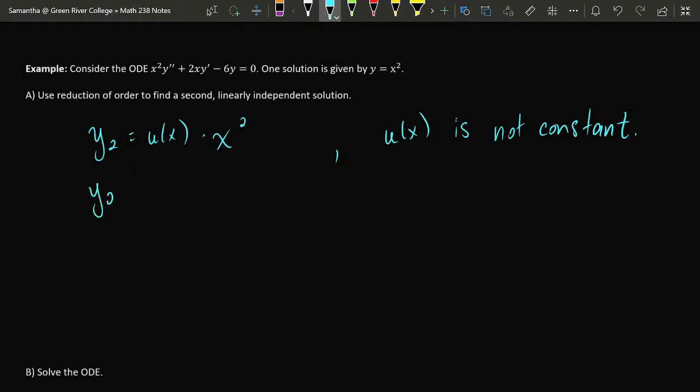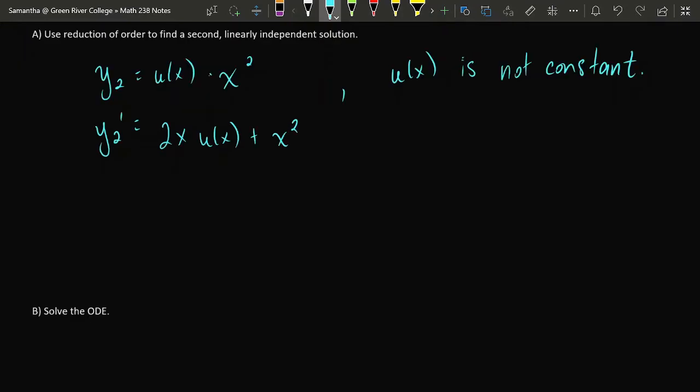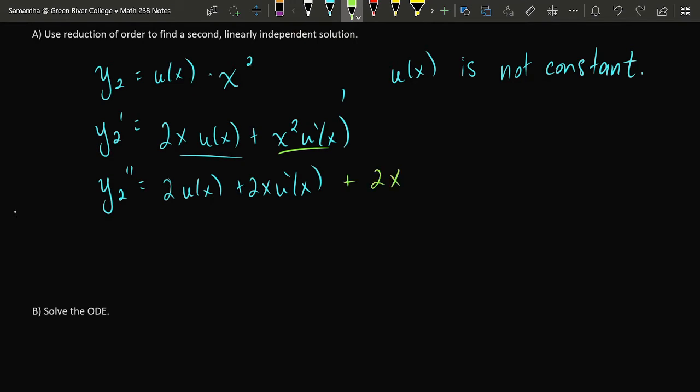So if that's the case, let us once again go ahead and find an expression for the first derivative. The first derivative would in this case be 2x u of x plus x squared u prime. And if I apply product rule again to find the second derivative, we would get 2u of x plus 2x u prime. That's product rule applied to the first term. And then we have 2x u prime plus x squared u double prime. And just as in the previous example, we can go ahead and combine these middle terms.